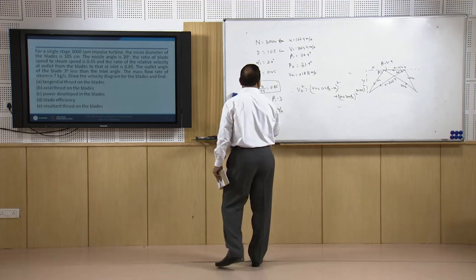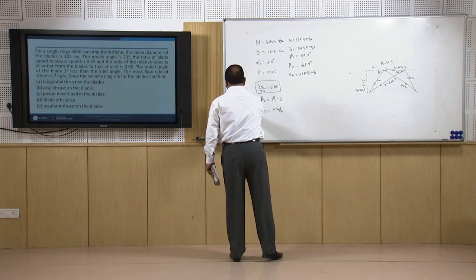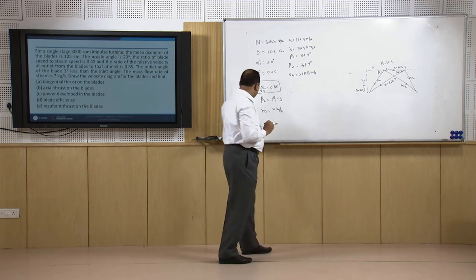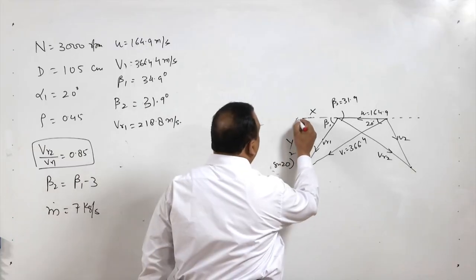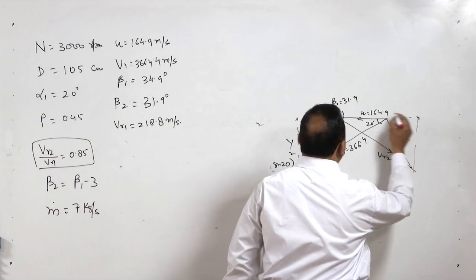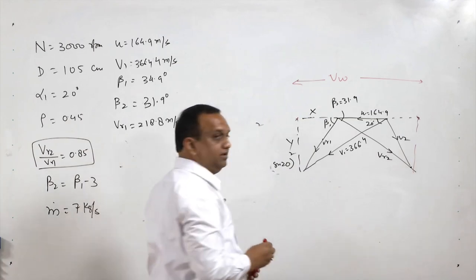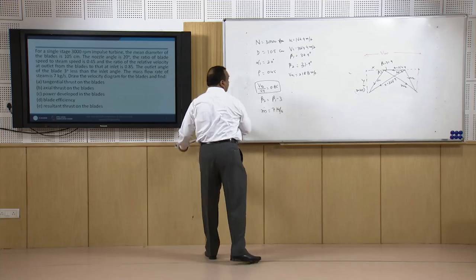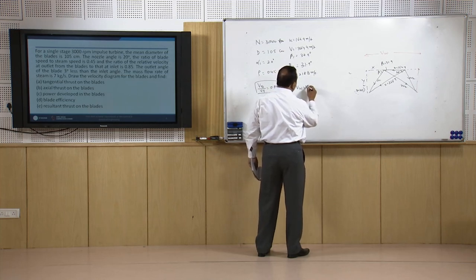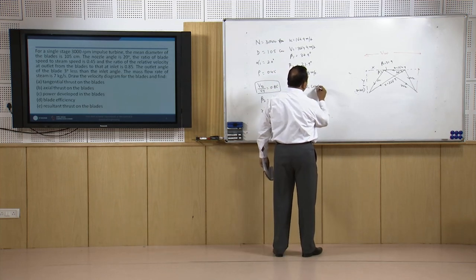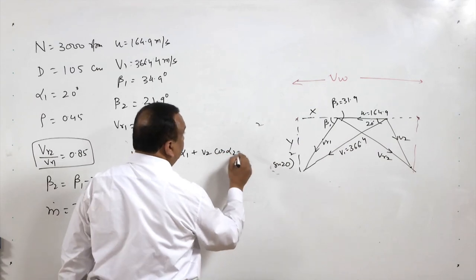Tangential thrust on the blade. In order to find tangential thrust on the blade, we have to find the whirl velocity. Now, whirl velocity of the flow, whirl velocity is this one. This is whirl velocity, right. Now, whirl velocity can be expressed as Vw equal to V1 cos alpha 1 plus V2 cos alpha 2. This is alpha 2.